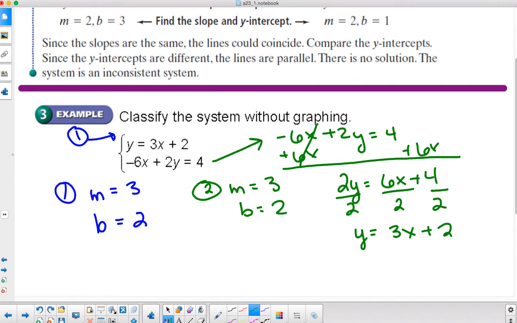So slopes are the same. So it's either parallel or they're the same exact line. The y-intercepts are the same, so we know that this is the exact same line, which means that this is a dependent system because the lines are on top of each other. It depends on the other one.